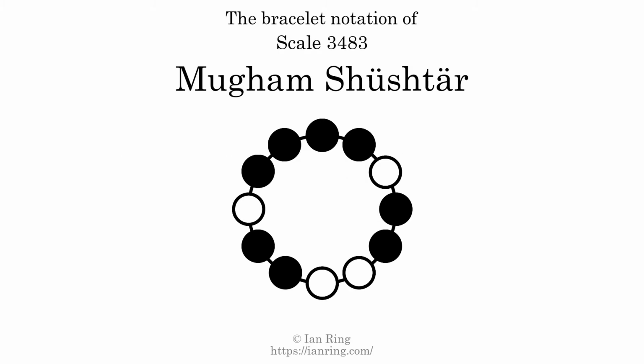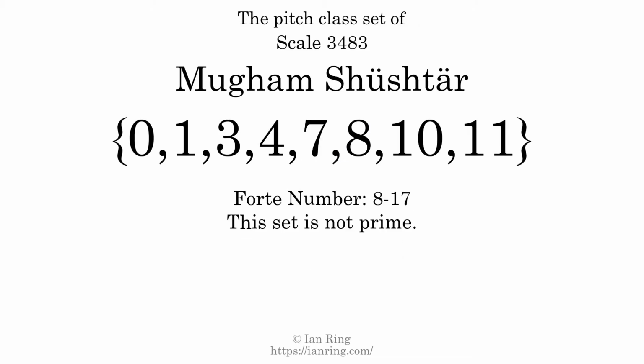This is a bracelet notation diagram of scale 3483. The shaded circles represent tones that appear in the scale, and they are read clockwise, starting at the top. The pitch class set for this scale is 0, 1, 3, 4, 7, 8, 10, 11. The fault class is 8, 17. This set is not prime.